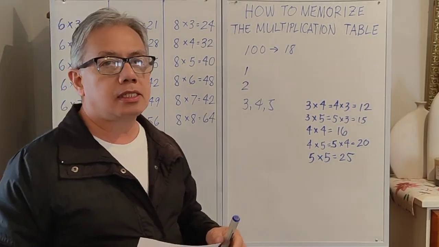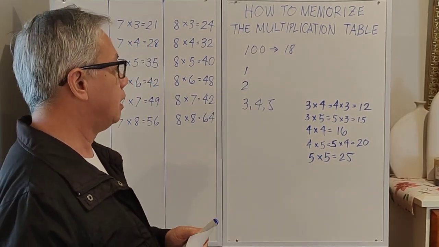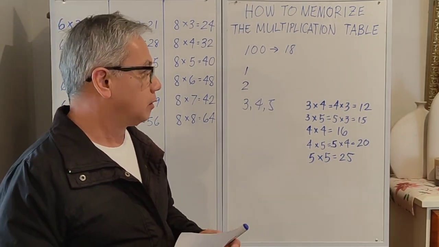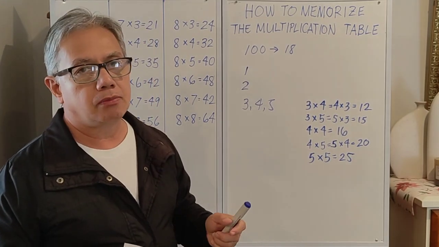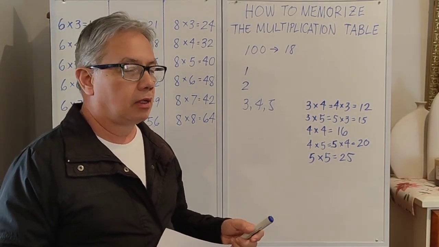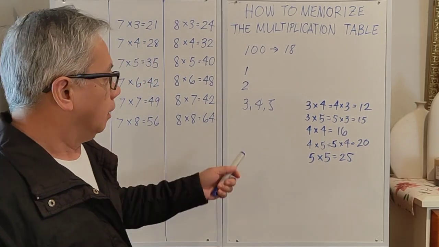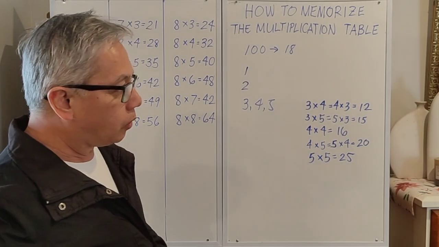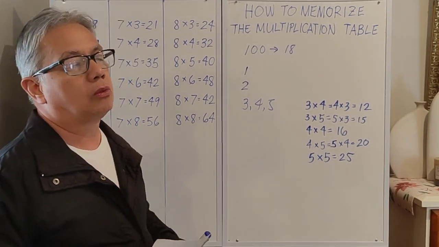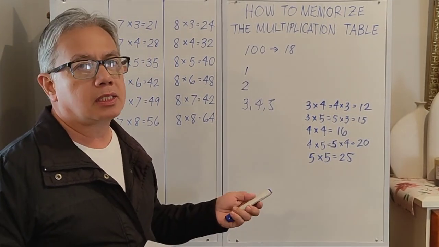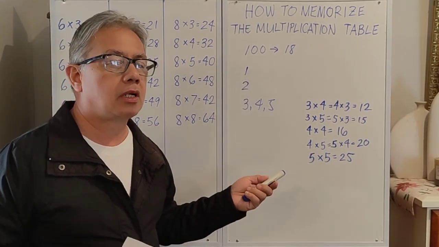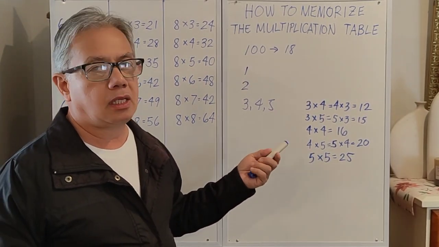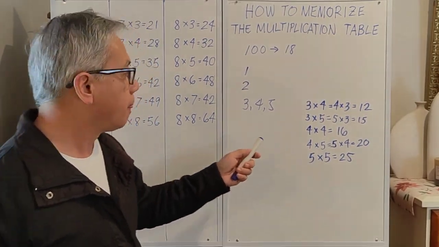We will now discuss each table. For table 1, any number multiplied by 1 is the same number. So for example, 1 times 4 is 4, 1 times 8 is 8, 1 times 6 is 6. So there's no need to memorize table 1. Table 2 is just addition. So 2 times 7 is just 7 plus 7, which is easy to memorize. 2 times 9 is just 9 plus 9, which is 18, easy to remember.